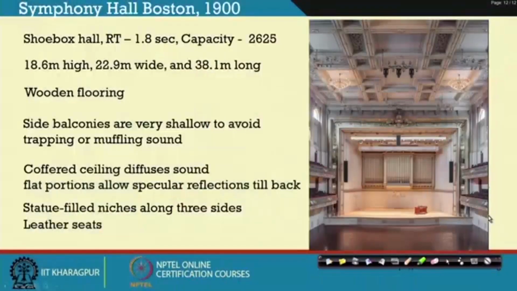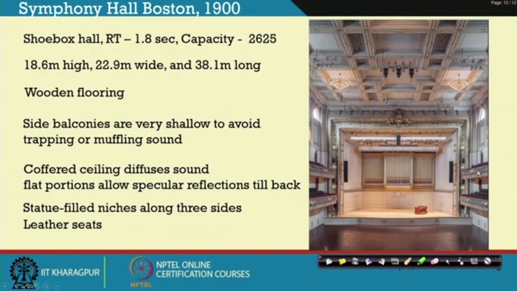So, this is the famous Symphony Hall Boston, whose interior was done by Clement Sabine. So, this was in 1900, and here you barely see a lot of details. This was a shoebox hall, and the reverberation time targeted was 1.8 seconds, capacity is 2625, and height, width, length all are written over there. The flooring is all of wood, and the balconies were not actually the way we had planned or shown. So, that has come up with time.